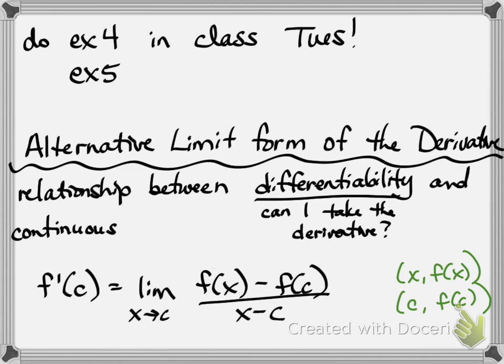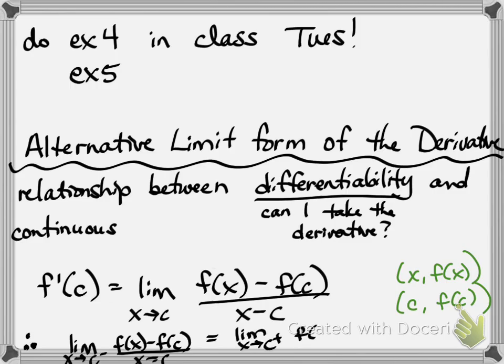So since they're doing the limit here, then that means the limit from the left has to be the same as the limit from the right. So therefore, the limit as x approaches c from the left of this equation must be the same as the limit as x approaches c from the right of that equation. You have to get the same value when you go from the left and the right. If so, then we can do its derivative.